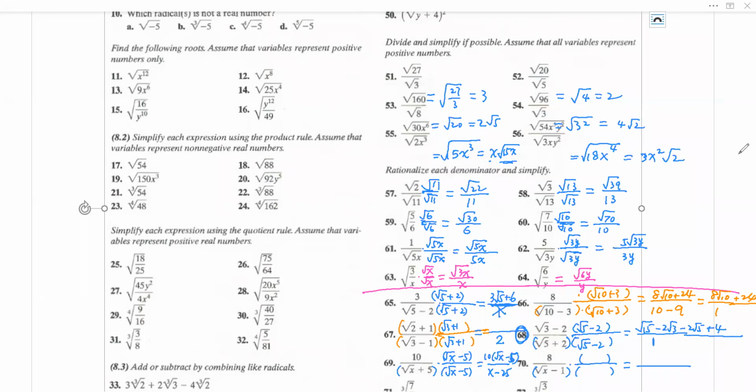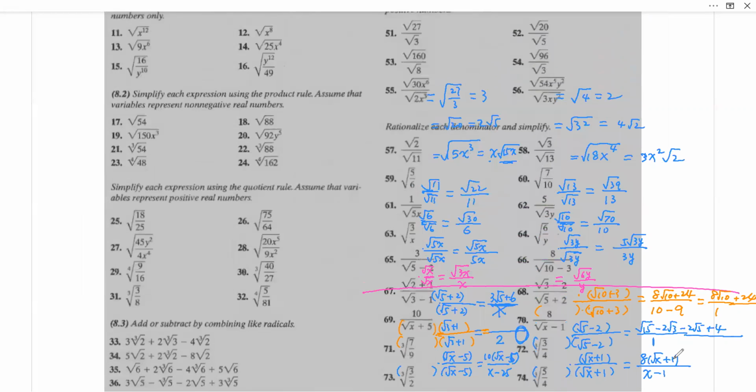Negative 8 radical x plus 1, right? Square root of x plus 1. Okay. So you can go to x minus 1, right? The bottom became x minus 1. The top we just keep as it is. So we make it rationalized, right? It's easy, right? It's an easy one.